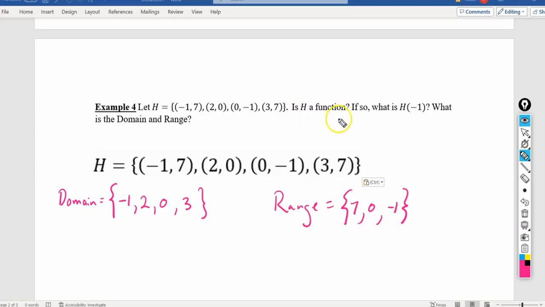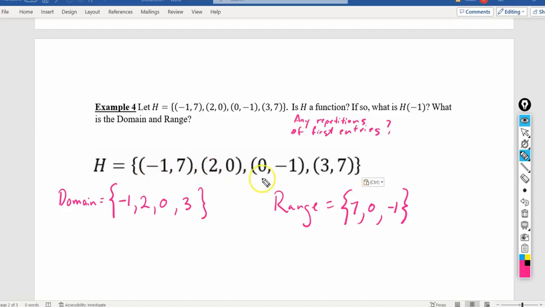Is h a function? Well, to tell whether it's not a function, look for, are there going to be any repetitions of the first entries as first entries? So let me get this up here.